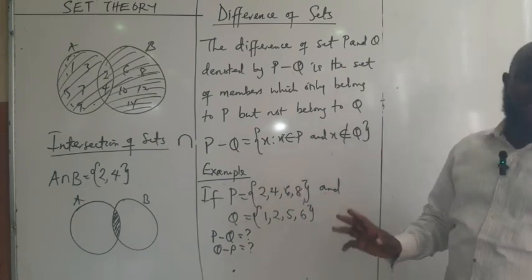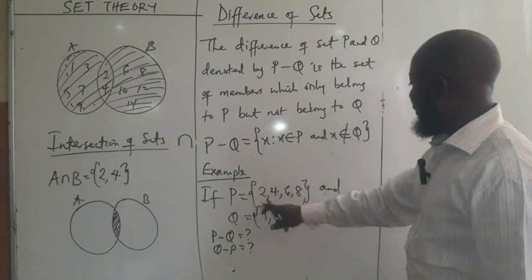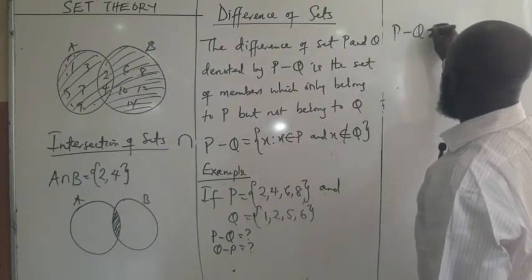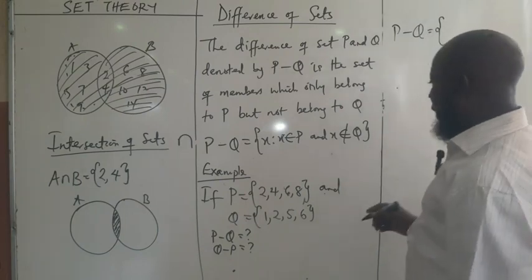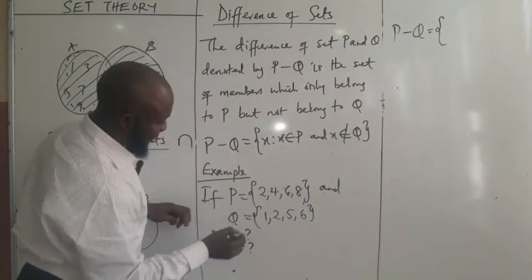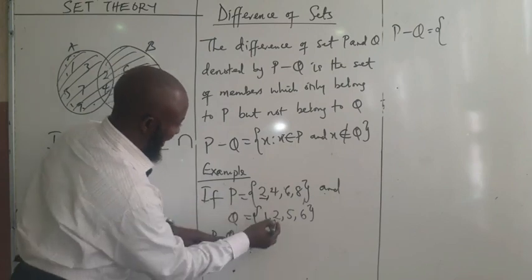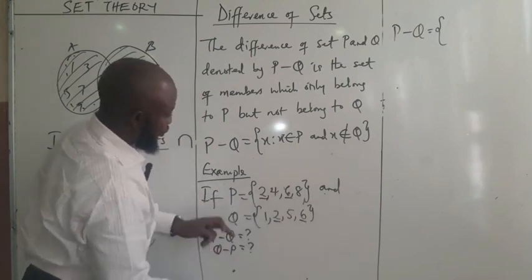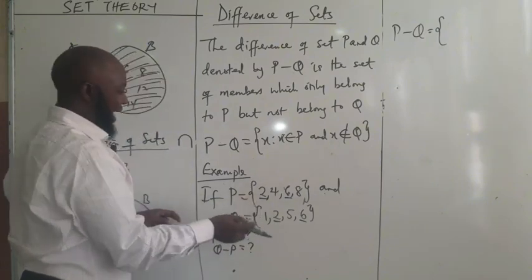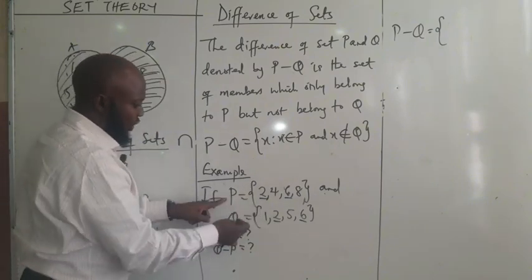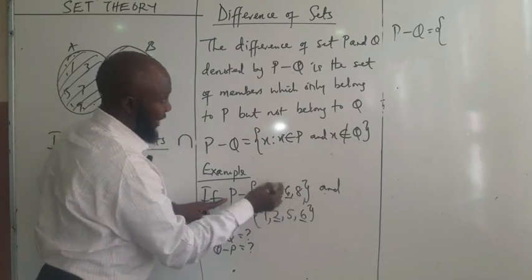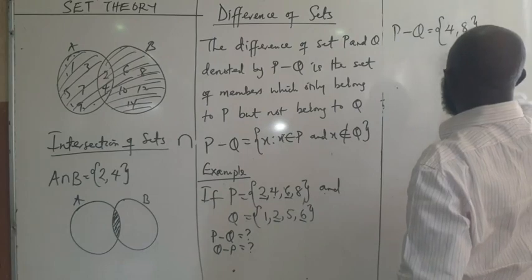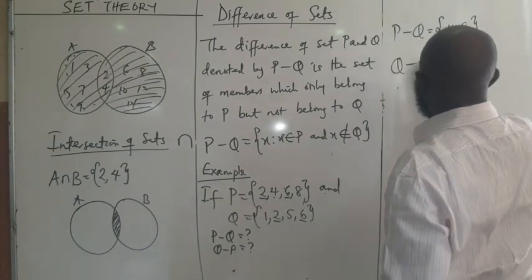Let's look at this example to understand it better. We have P to be this, we have Q to be this. So we are now saying P minus Q. What will be the value? You will notice that we have 2 in Q as well. We have 6 in both of them. So the only elements that we have in P that we don't have in Q are just 2, 4 and 8. That means P minus Q is 2, 4, 8.